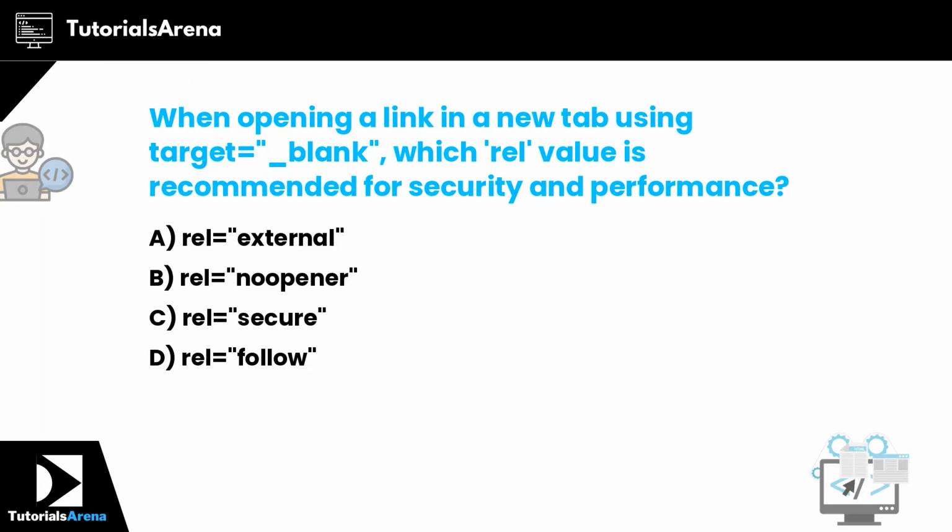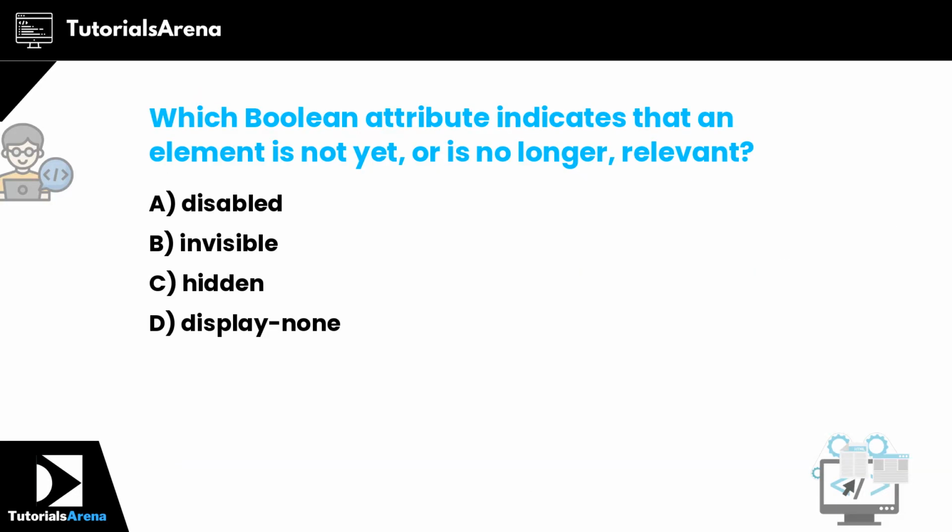When opening a link in a new tab using target equals _blank, which rel value is recommended for security and performance? The correct answer is option B, rel equals noopener. Which Boolean attribute indicates that an element is not yet or is no longer relevant? The correct answer is option C, hidden.